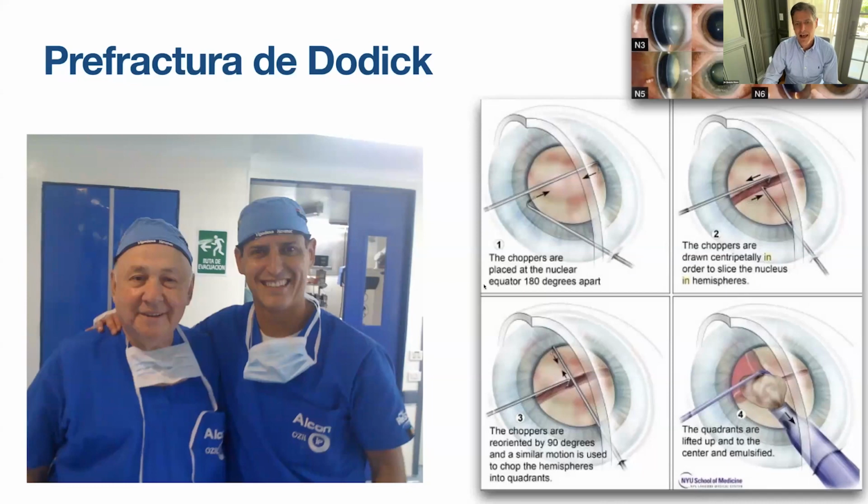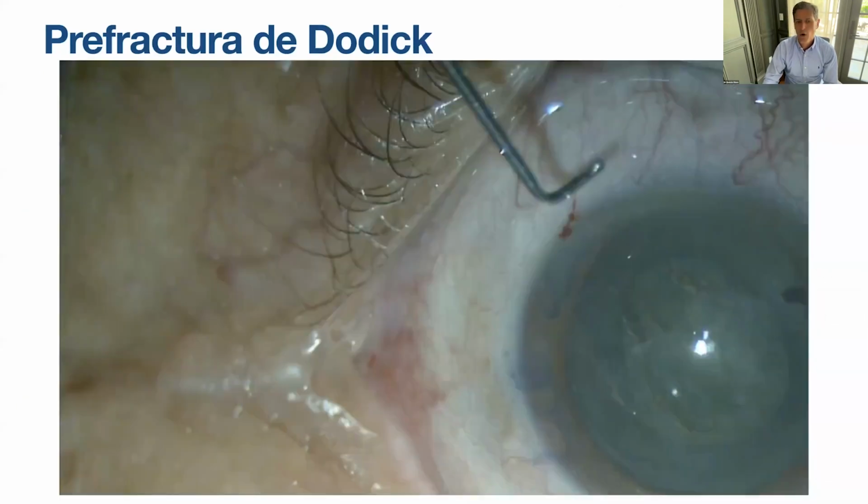He was my mentor at Manhattan Eye and Ear. And so what I do here is use these hooks to engage the nucleus at the equator and then bring them together, and you can fracture it in different pieces, 2, 3, or 4.